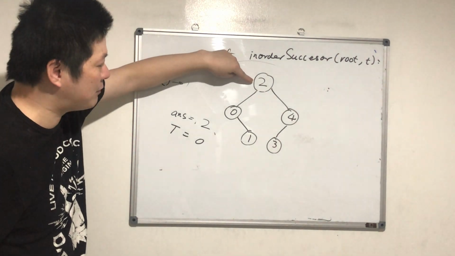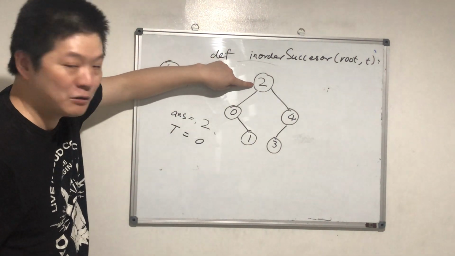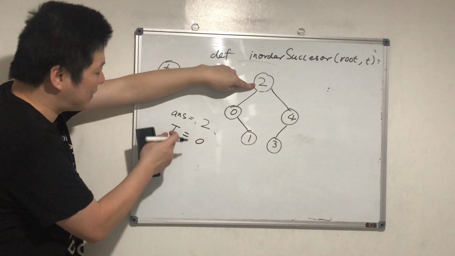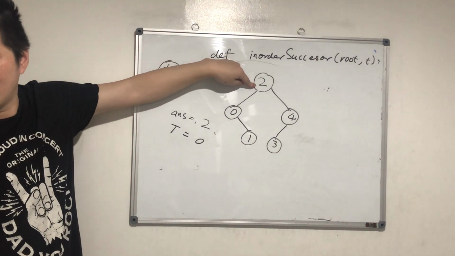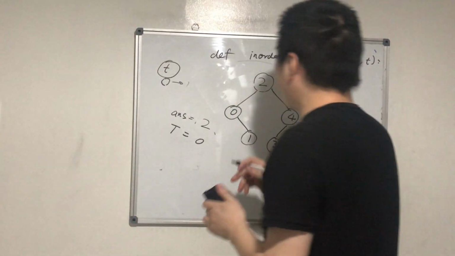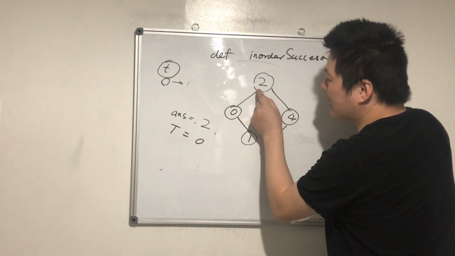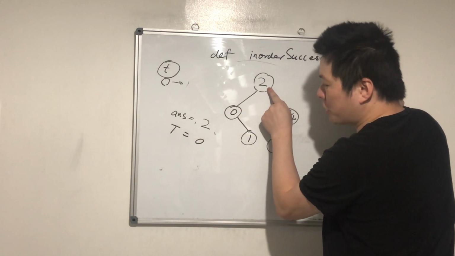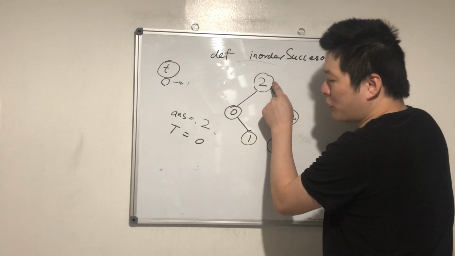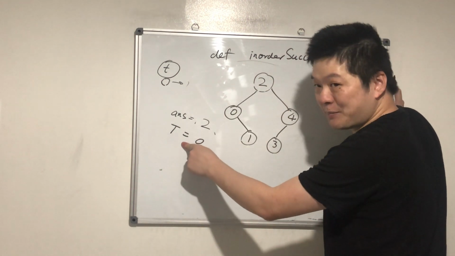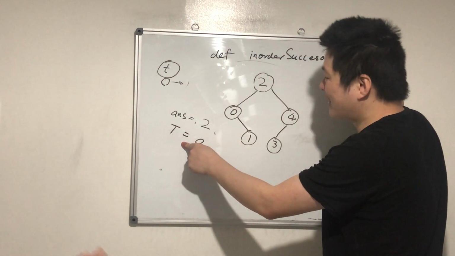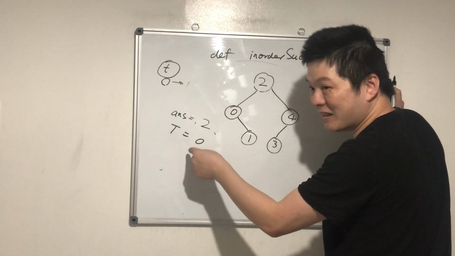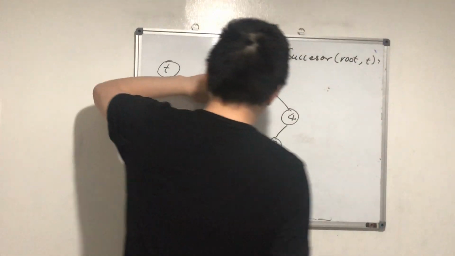Why is that? Because if this number is smaller than 2, then 2 is bigger than t, right? You need to think about this logic. If the number we are looking for, t, is smaller than 2, then 2 is bigger than t. So we set this answer to 2 now, because we found a number which is bigger than t. Does it make sense? So I go here.